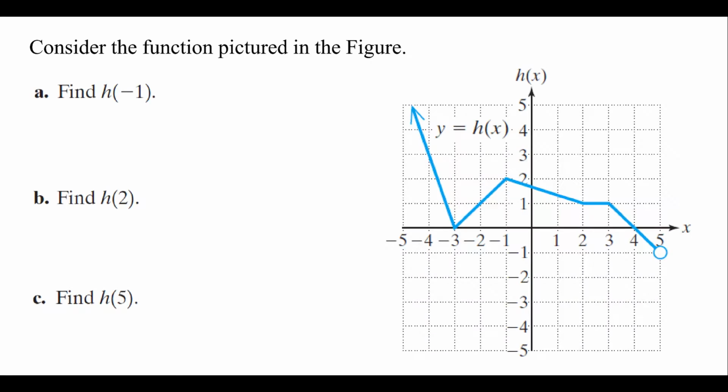In this section, we're going to learn how to read a graph and what kind of information we can extract from a graph. All right, so part A is asking us to find h of -1. This refers to the graph. Now, the graph, this jagged line over here, it represents the function h of x.